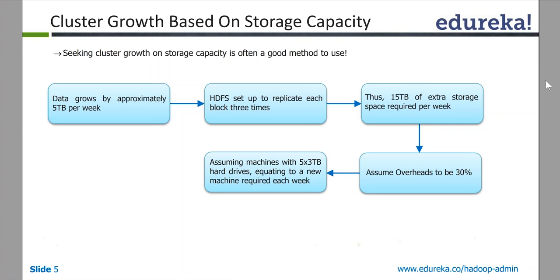So now if you assume that each machine has 5 hard disk drives, and the capacity of each hard disk drive is 3 terabytes, then it means you need 15 terabytes of storage space every week, and you need one new machine for that. Every week you need one new machine, which means you can decide, okay, for the next 52 weeks, or the full year, I am looking for at least 50 to 60 more machines.